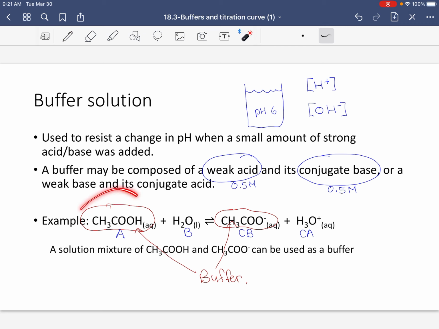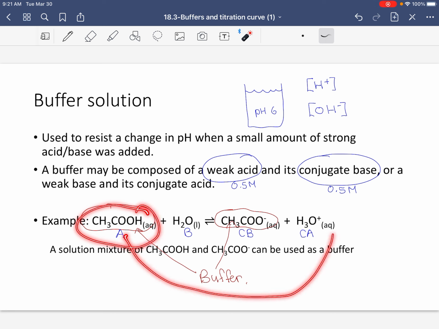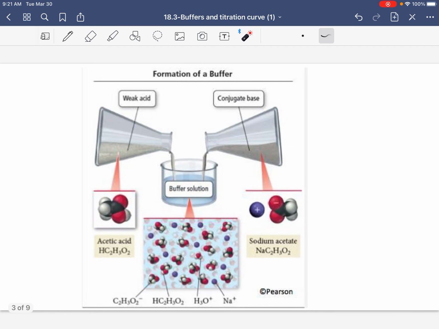Because these two individually in a solution have the capability of saying, hey, H, I can pick you up so you don't mess with this number. This guy can say, hey, I can pick you up so you don't mess with this number. That's how we buffer.